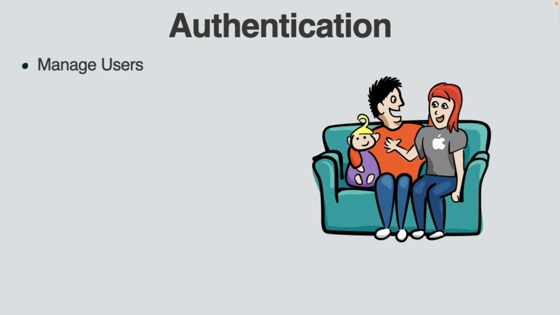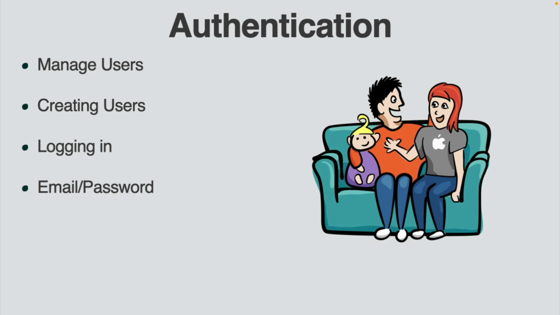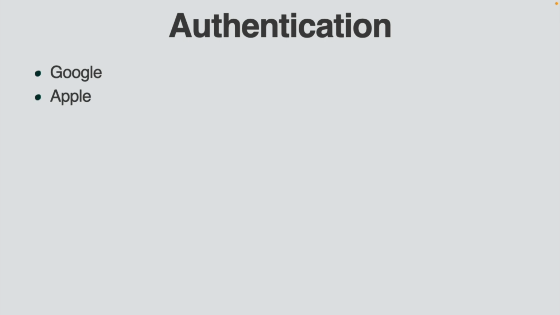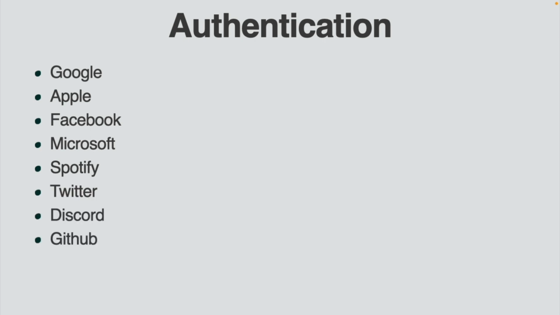With authentication, you can manage multiple users, allowing your apps to control what data is seen by each user. Supabase has Dart methods for creating and logging in users. You can create users by the traditional email password route or by the newer social media platforms. Supabase supports the following platforms: Google, Apple, Facebook, Microsoft, Spotify, Twitter, Discord, GitHub, Slack, and many more.